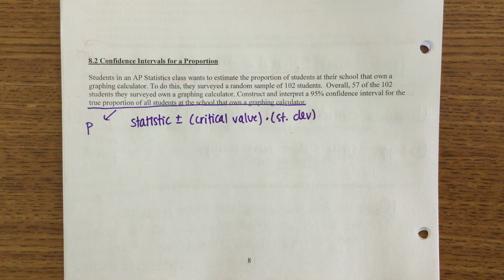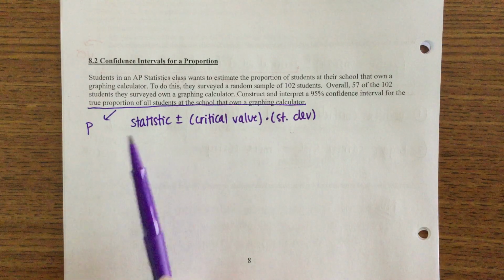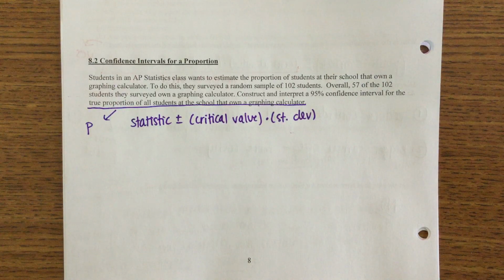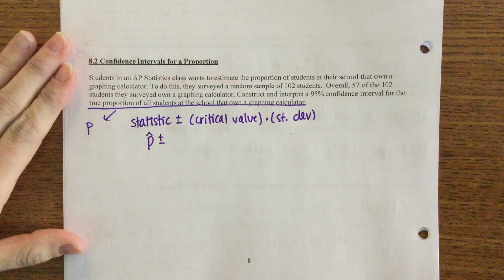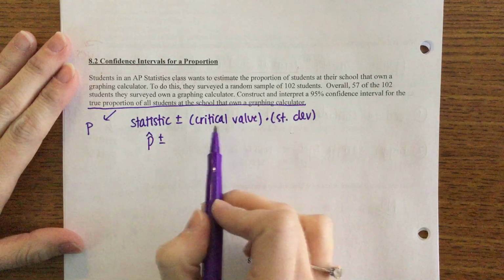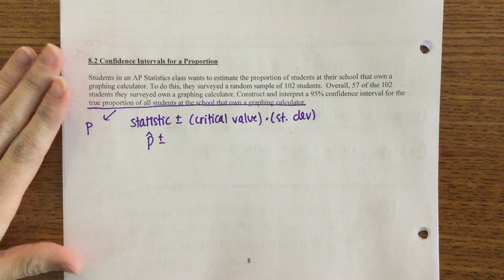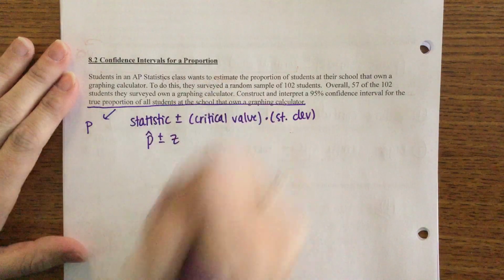We need to figure out symbolically what this means. If we are estimating a population proportion, what statistic will we be using? p hat, the sample proportion. So this is going to be p hat plus or minus the critical value, which is a number you're going to have to calculate. For proportion, it's always z.